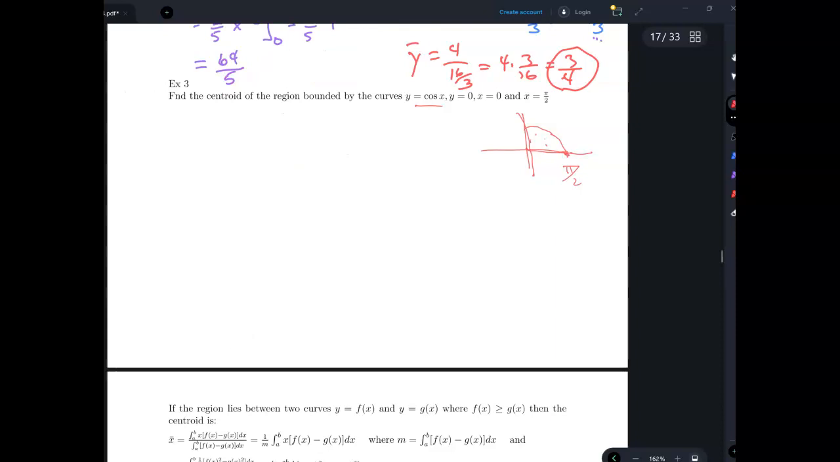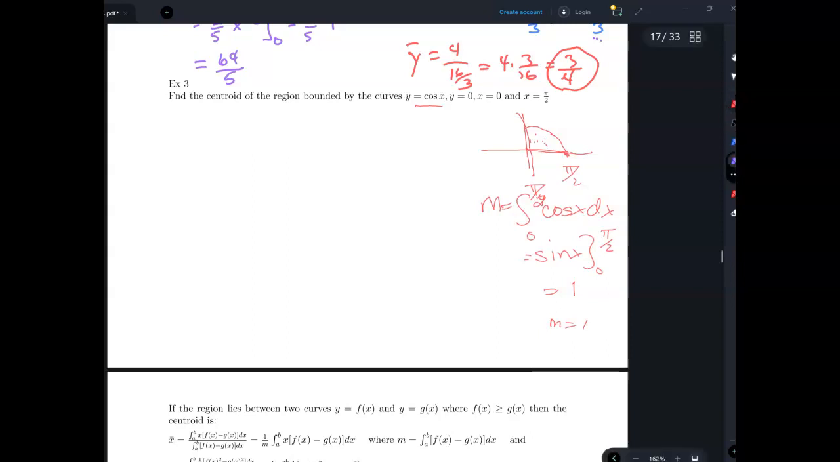So let's go find just the m. The m is going to be the area bounded, so x equals 0 to pi over 2 of cosine of x dx. That gives me sine of x between 0 and pi over 2. Hey, that just gives me 1. Okay, well, that's nice. So with m equal to 1, I don't even really have to worry about it, right?